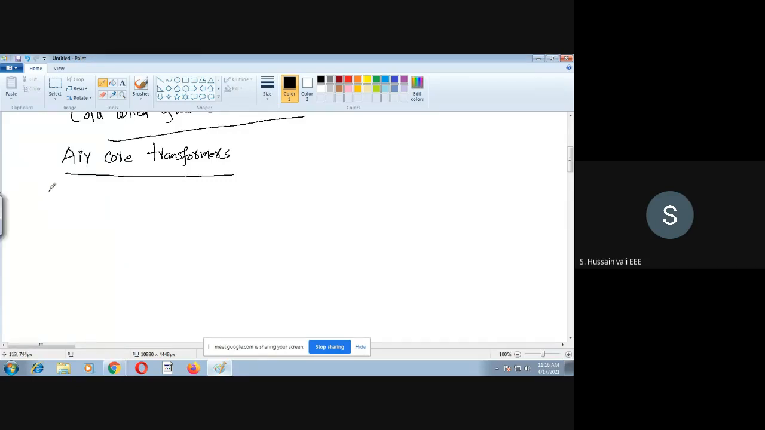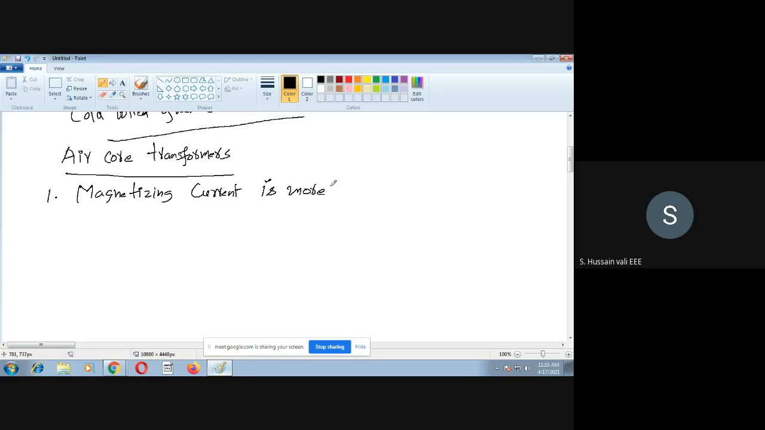One of the problems you will find out is that in case of the air core transformer, magnetizing current is more. This is one point I will say. Magnetizing current is more in case of air core transformer. So why magnetizing current is more, I will tell you. First of all, what is magnetizing current?